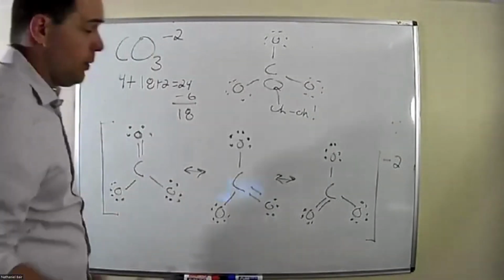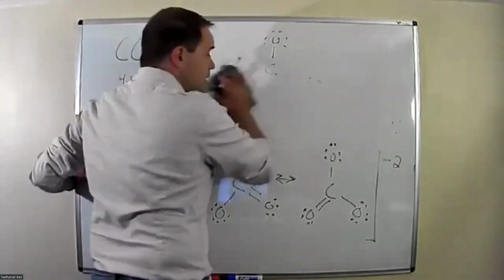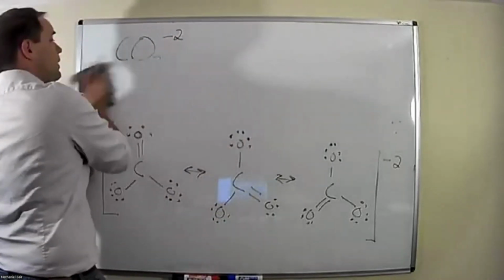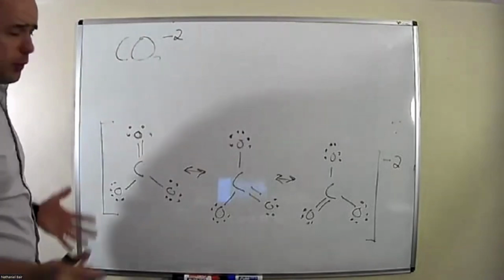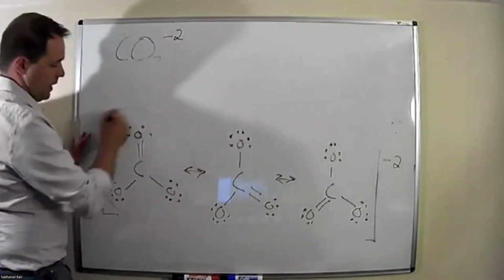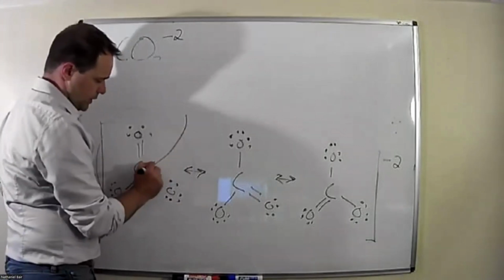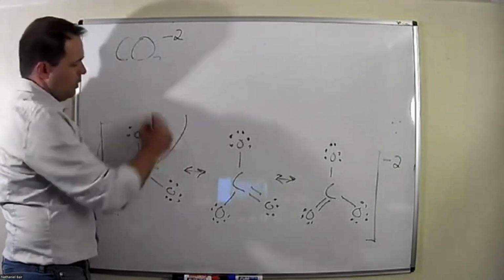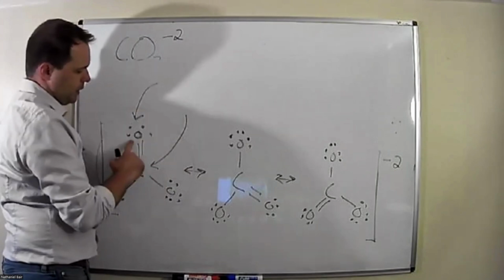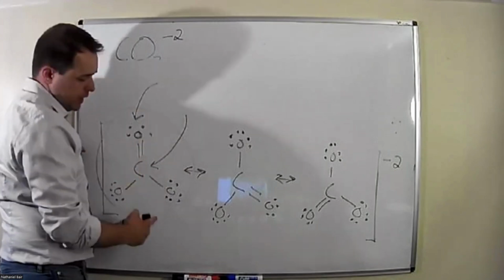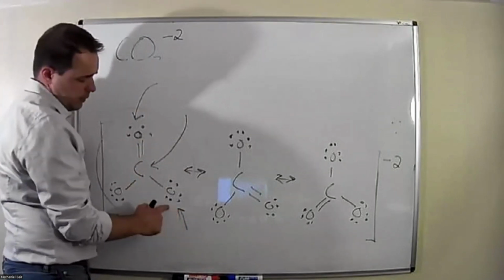Now what do I want to do? Well, I want to calculate the formal charge. Here's the good news. You only have to do this once, folks, right? You only have to do this once. Pick one of your 3 Lewis structures. I'll pick this guy. Okay, here's what we need to do. We need to calculate the formal charge for the central carbon atom. We need to calculate the formal charge for the doubly bound oxygen. And we need to calculate the formal charge for the singly bound oxygens.